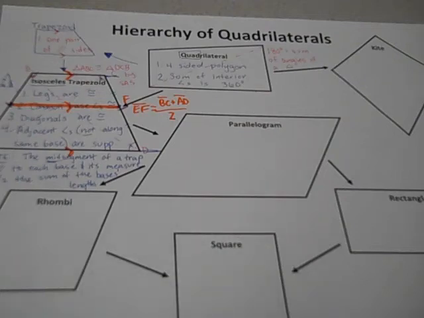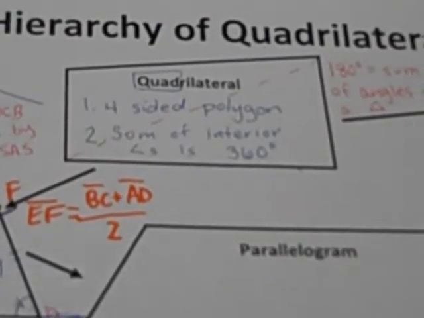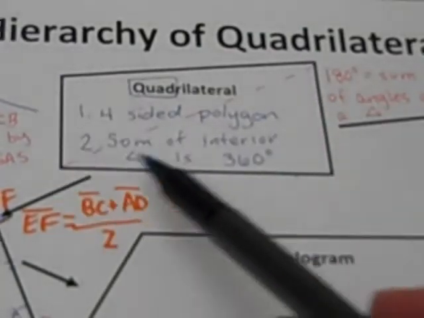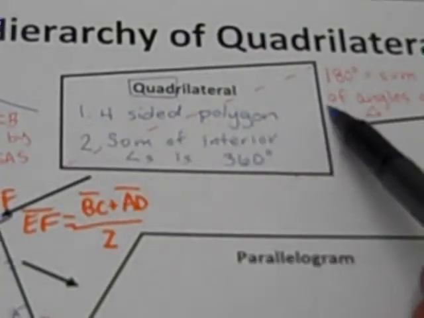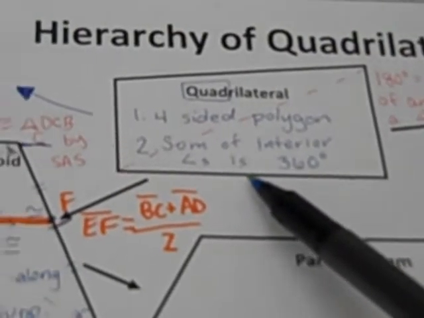Welcome back to Hierarchy of Quadrilaterals. Let's review what we've learned so far. So we started at the top of our hierarchy with our quadrilateral. Again, a quadrilateral is a four-sided polygon, 1, 2, 3, 4 sides, and the interior angles must be 360 degrees.